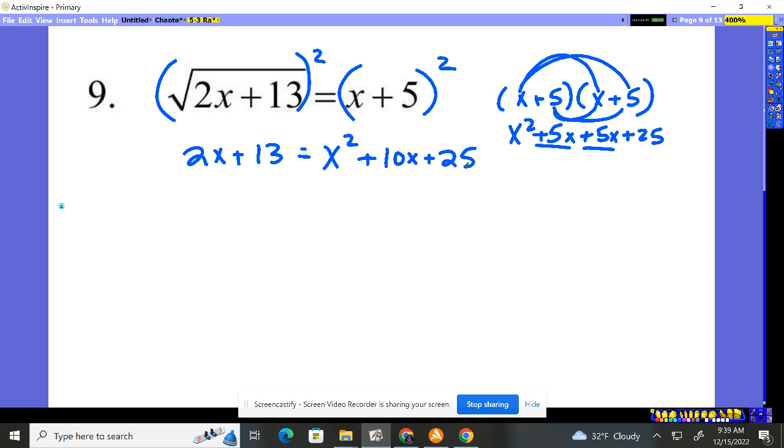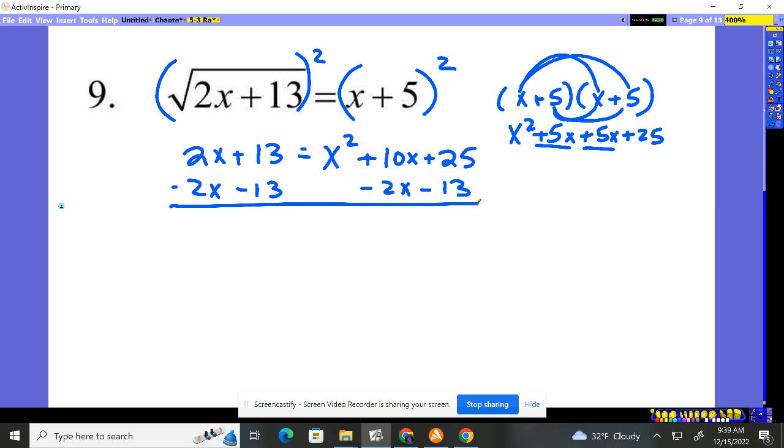Now, at this point, whenever you have a trinomial, you want to get it set equal to 0. That's always our goal for the most part, especially with the problems we're doing here. There are other ways, but we don't know those yet. So we're going to get it set equal to 0. We're going to simply subtract 2x to move it over, and then subtract 13 from both sides to move it over.